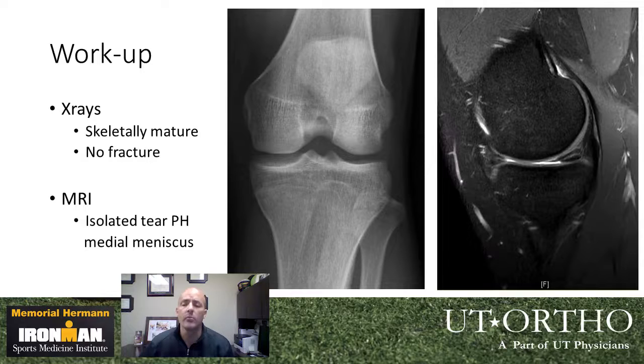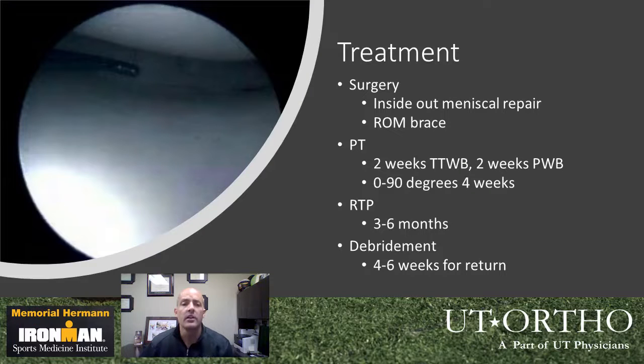X-rays are normal, and MRI reveals a tear of the posterior horn of his medial meniscus. Treatment included surgical fixation with an inside-out meniscal repair and placement into a knee range of motion brace. He underwent modified weight bearing for the first 4 weeks and modification of his motion.